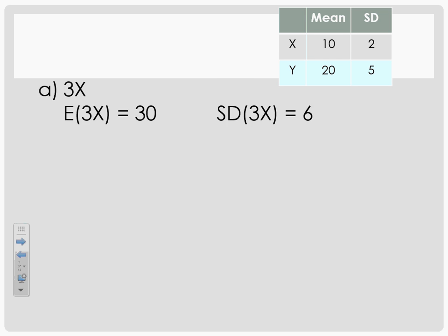So there's the table again. So 3x, be 3 times 10, and then standard deviation 3 times 2. Right? So this is just 3 times 2. And that's just using that rule back from Unit 1.